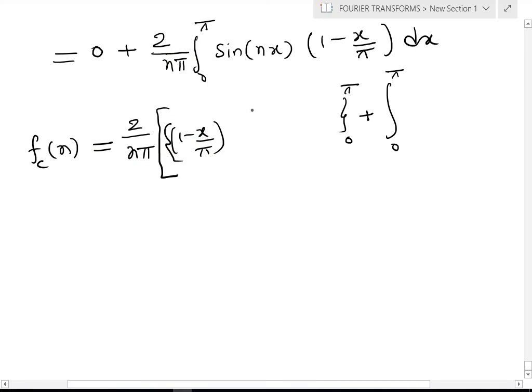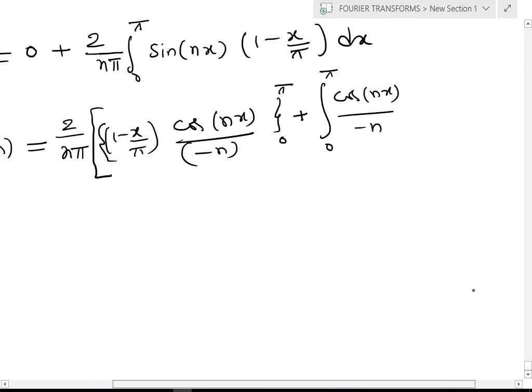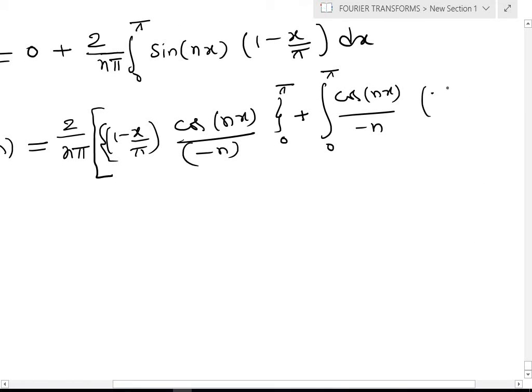This is sine integration will be of cos of nx divided by minus n. So this you don't forget. So that means here also cos of nx divided by minus n into differentiation of 1 minus x, that is minus 1 by pi into dx. And of course close the bracket, because this term is a multiple of the entire factor.